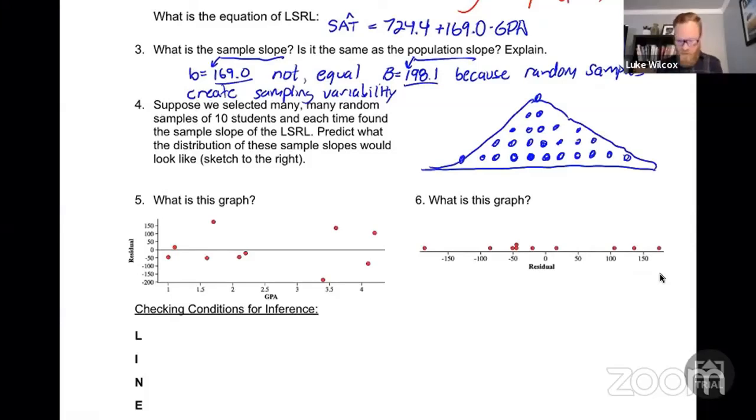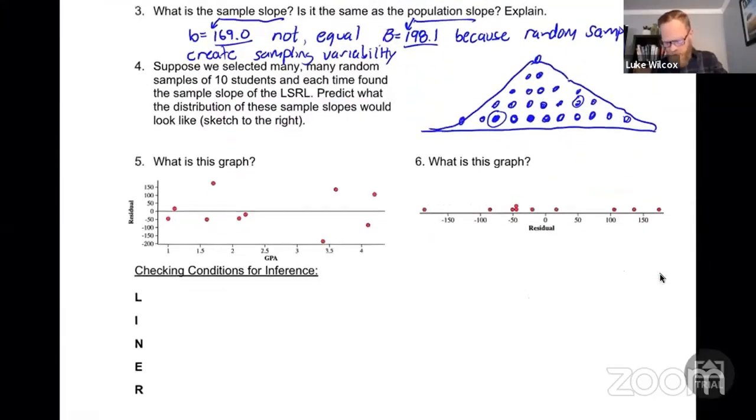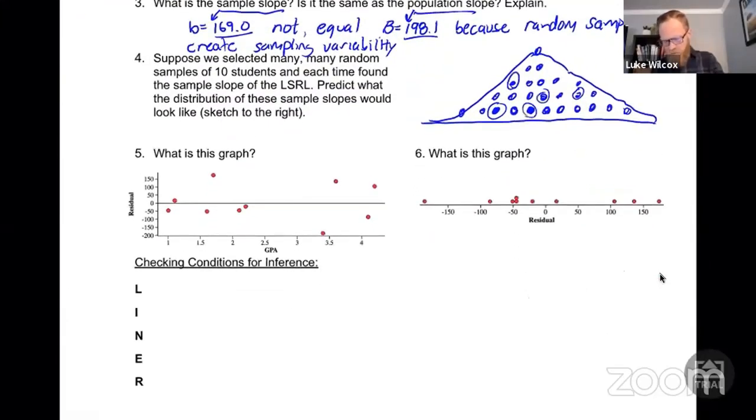Now, let's make sure that we understand what this distribution represents. If I were to pick a single dot there, what that dot represents is one random sample of 10 students. Then we calculate the line of best fit for those 10 students, and then we grab the sample slope from that line of best fit, and we plot that value right here. So that is one random sample and the slope calculated from that random sample. And this is a different random sample of 10 and the slope calculated from that sample. And this is a different sample, and this is a different sample.